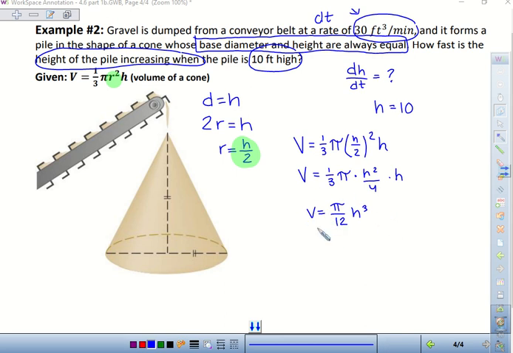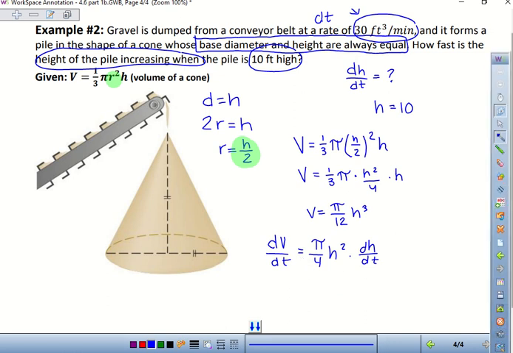So now, we're at the point where we can take the derivative of this, correct? And we don't have to use any product rule. So what would be the derivative of this? dV over dt equals pi over 4, yep, h squared times dh over dt. So you might have put the 3 out first, and then pi over 12 times 3 ends up being pi over 4. So that's just algebra stuff.